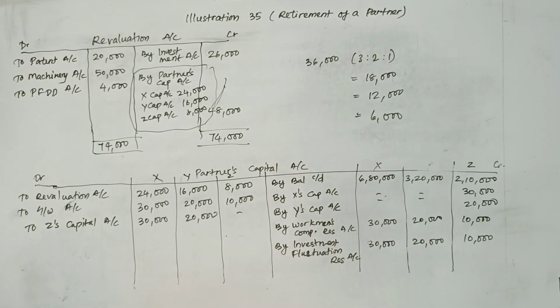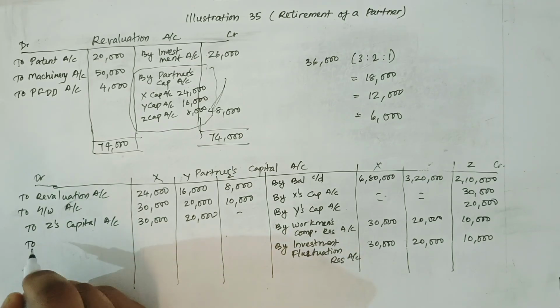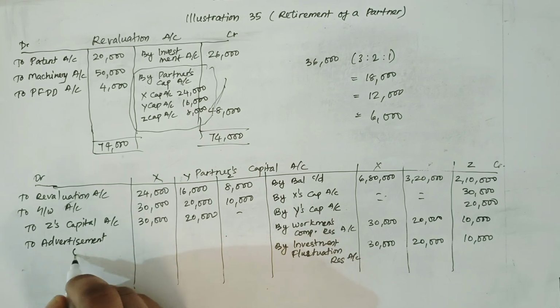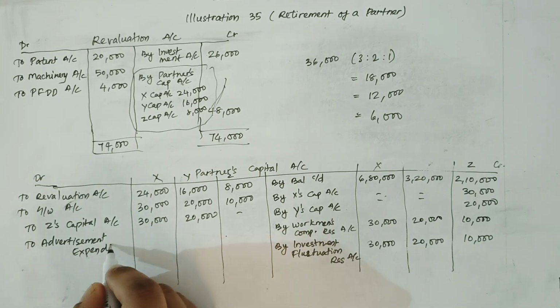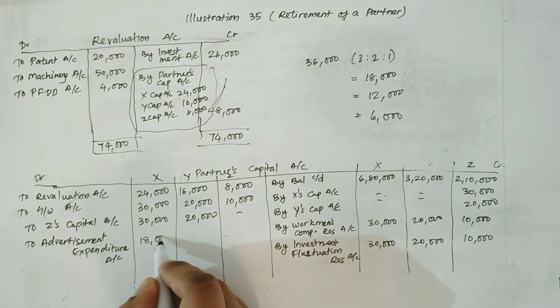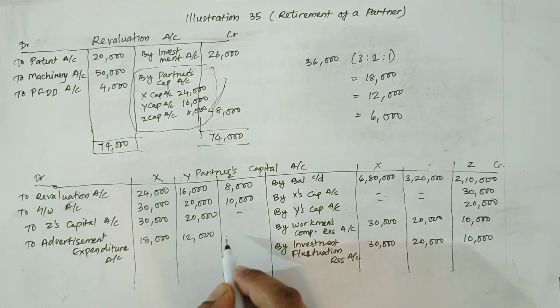And the journal entry is partners capital account debit to advertisement suspense account. So it will be on the debit side of their capital account to advertisement expenditure account. Advertisement suspense is a deferred revenue expenditure. The value is 18,000, 12,000 and 6,000. Okay, there is nothing more to be distributed in the balance sheet.